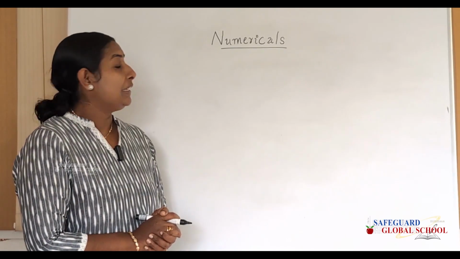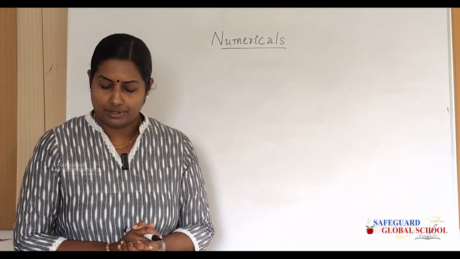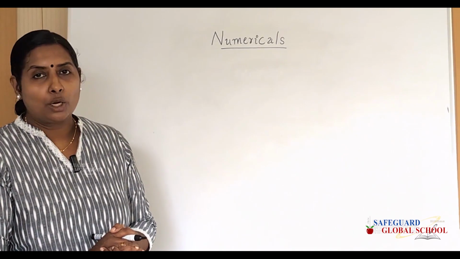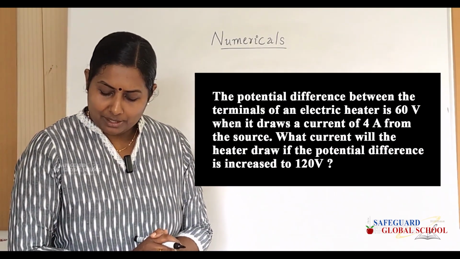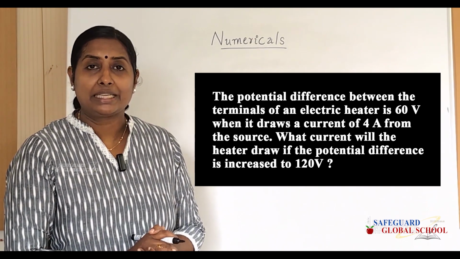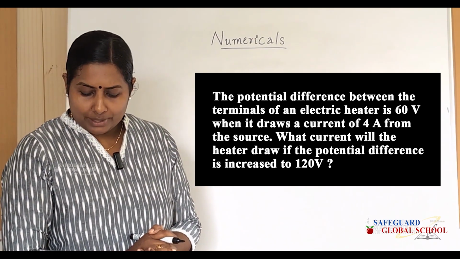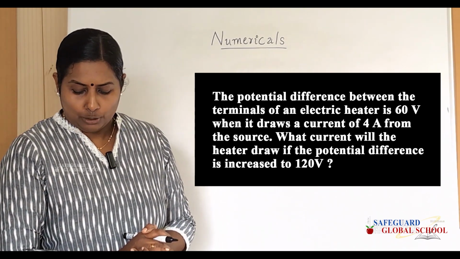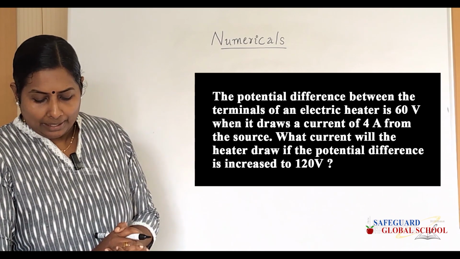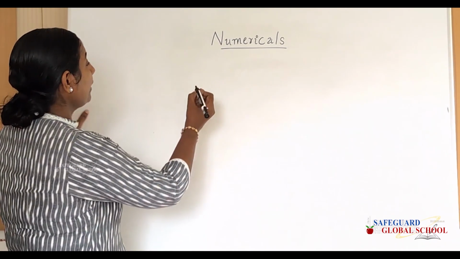Now, we will deal with certain numericals and application level questions. So, just write down the question. The potential difference between the terminals of an electric heater is 60 volt when it draws a current of 4 ampere from the source. So, what is given? A potential difference between the electric heater is 60 volt.